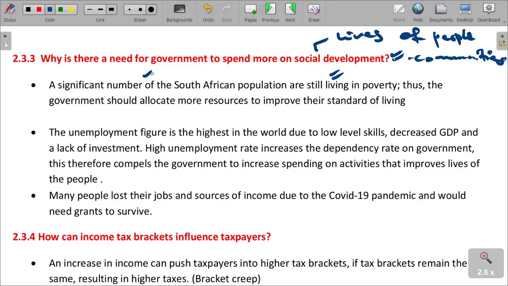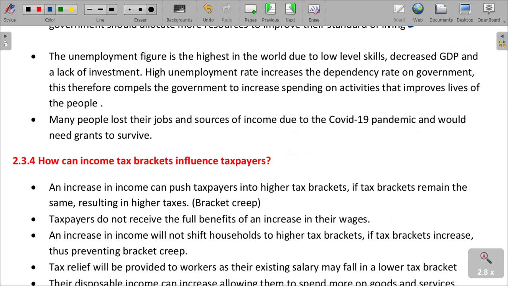We still have a number of our people who are still living in poverty. Therefore, the government should allocate more resources to improve their standards of living. Government still needs to support them in order to improve their standards of living. The unemployment figure is the highest in the world due to low levels of skills. Our skills are lower and they therefore decrease the gross domestic product, and lack of investment results in what? In high unemployment rates and the dependence rate on government.